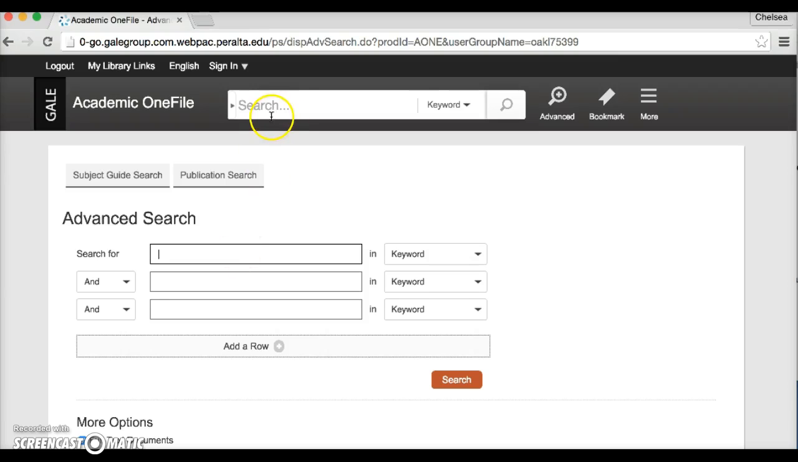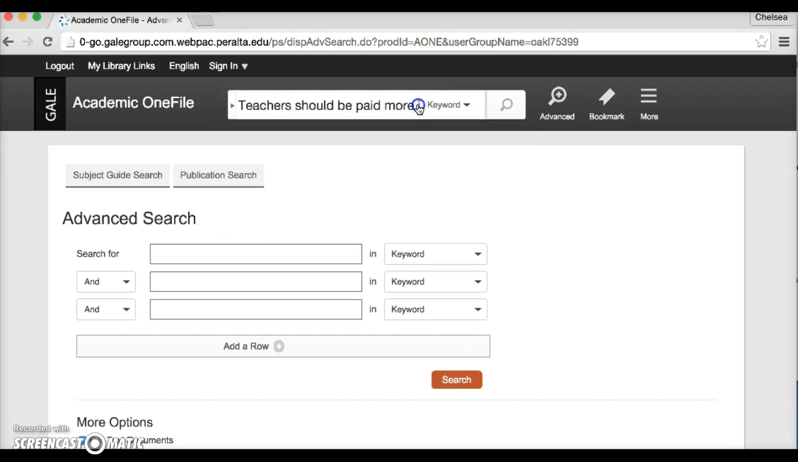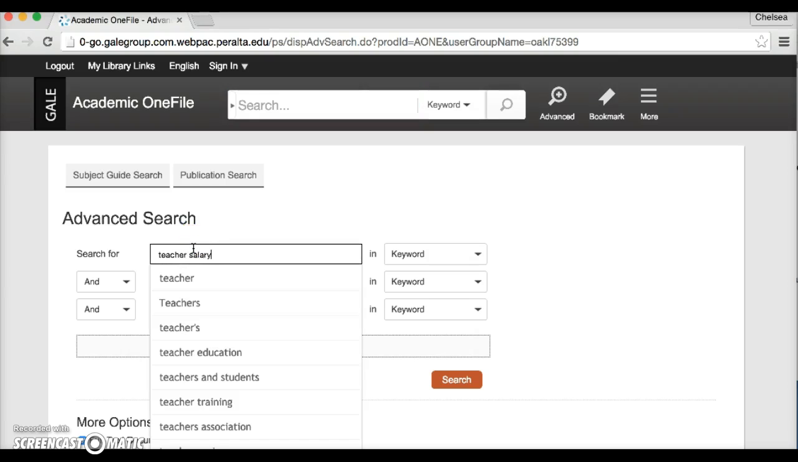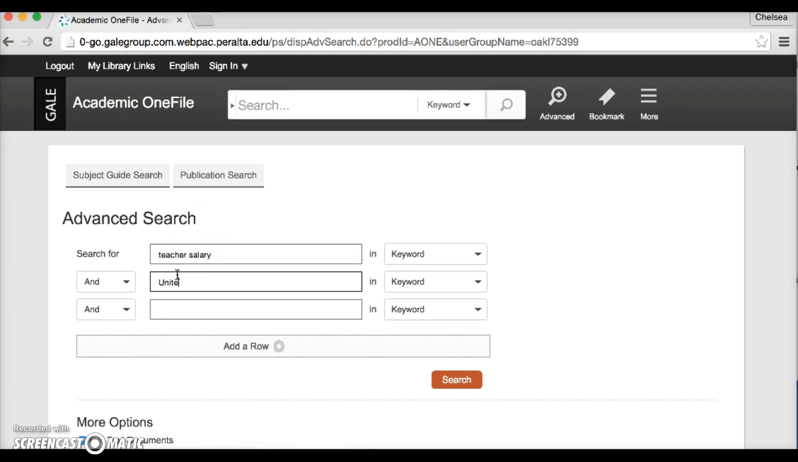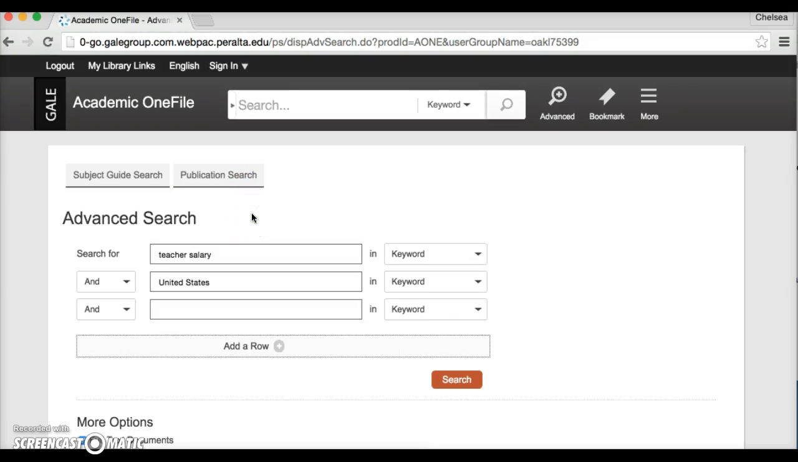So my idea is that teachers should be paid more in the United States, right? But that's way too many words. So I'm going to break that down into teachers, salary, United States. Remember, you never really want to use more than 5 words for your search. So keep it between 3 and 5 words, I think. So then I'm going to click search.